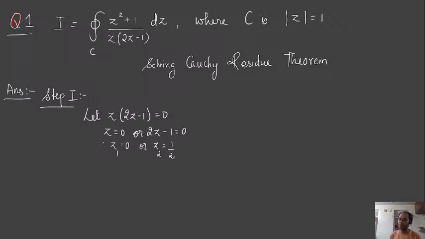So we let these 2 points be z1 equals 0 and z2 equals half, and now we are going to check which of these 2 points are inside the circle. Okay, both of them are inside the circle, so we can easily make out here. So these are the points. z1 is a simple pole, and z2 is also a simple pole.